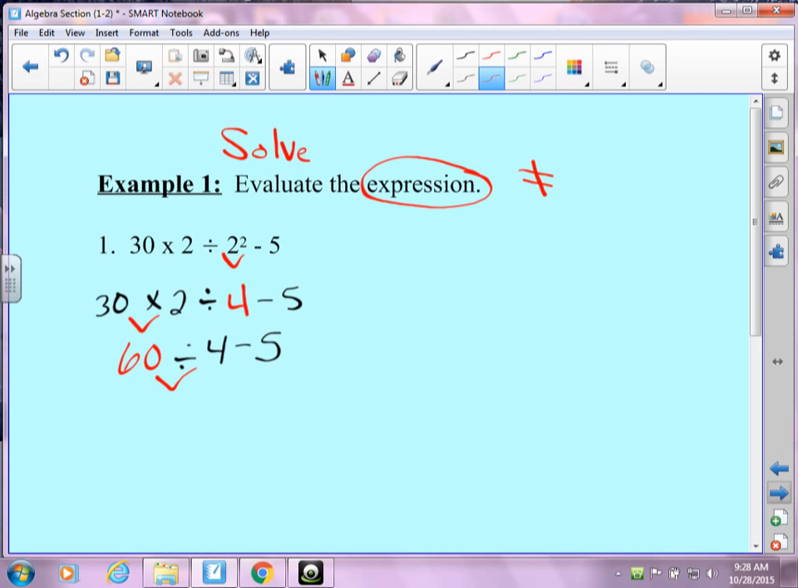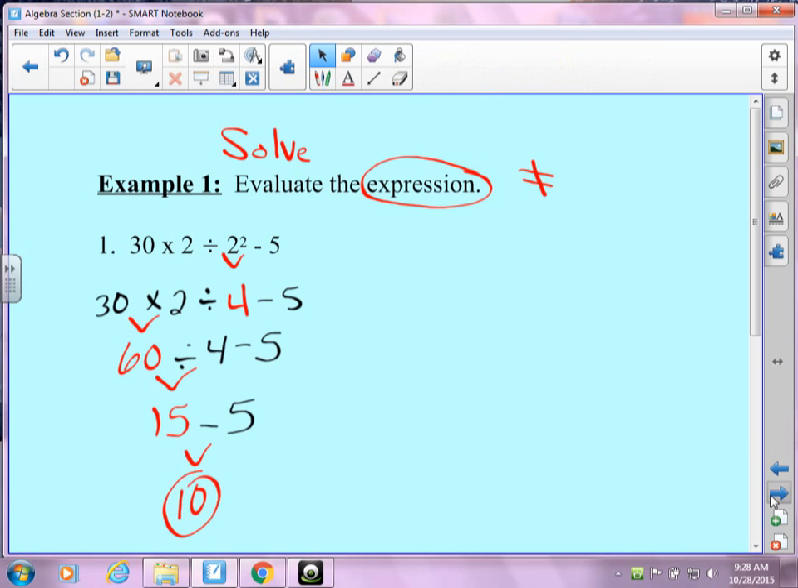60 divided by 4 is? 15, yes. Minus 5. And my last step then is 10. And I circle it. Notice that I'm working up and down. I do not want you to work left to right, side to side. I want you to work up and down.